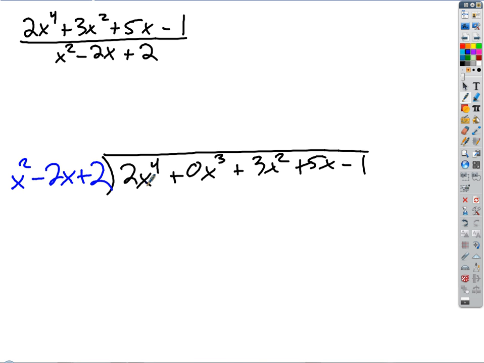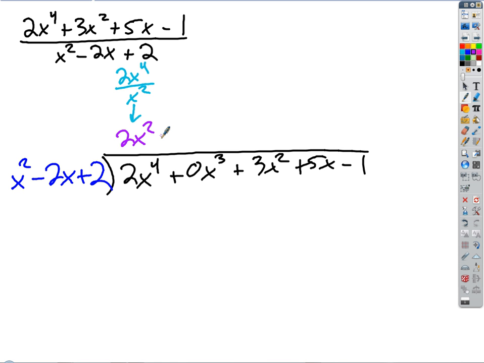2x squared. Now the other way of thinking about that is you could just take that quotient. So I could take the number in here, 2x to the fourth over x squared is 2x squared, right? So that's the first term in the polynomial part of our answer.